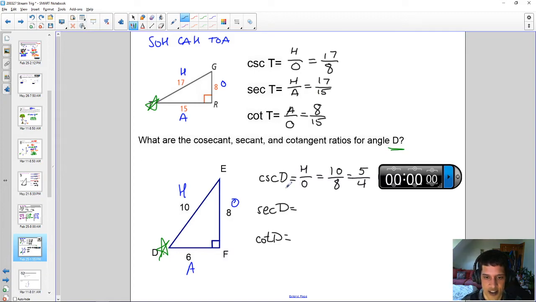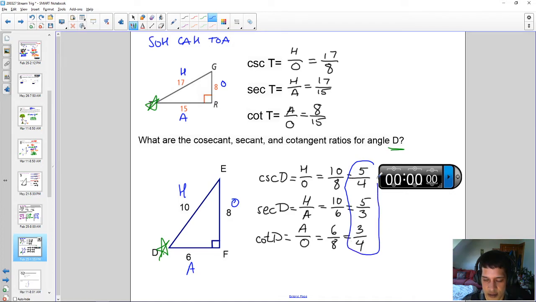Secant, h over A. Hypotenuse divided by adjacent, that's going to be 10 divided by 6, and that's going to be equal to 5 thirds. And then cotangent, A over O, adjacent over opposite. It's going to be 6 divided by 8. And 6 divided by 8 reduces to 3 over 4. So there we go.